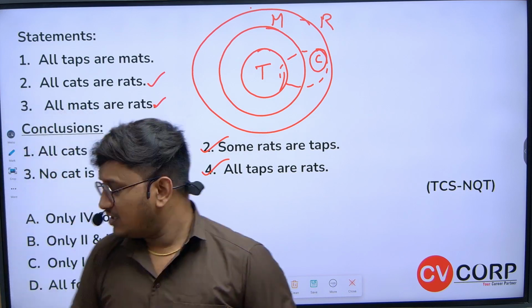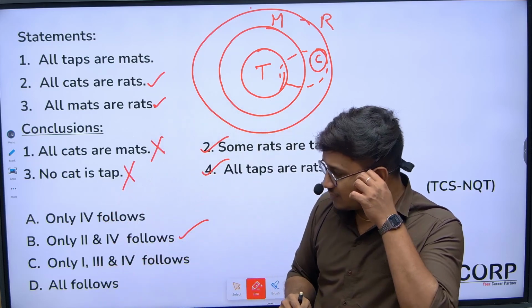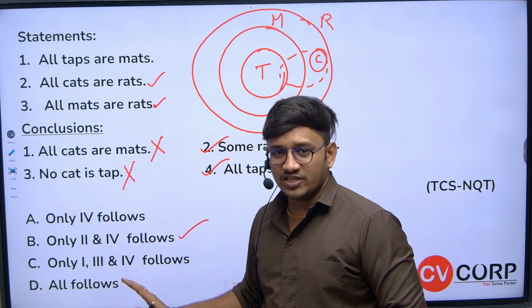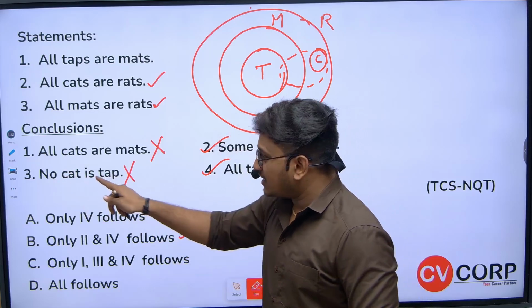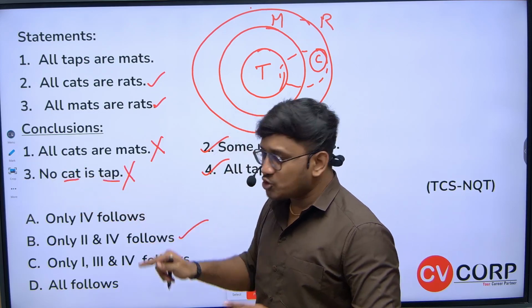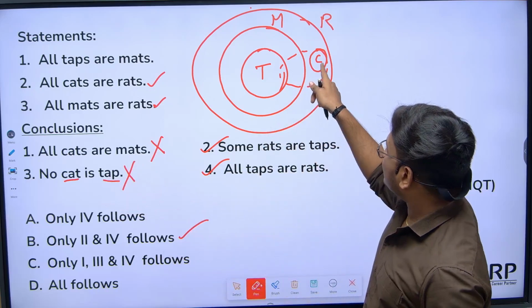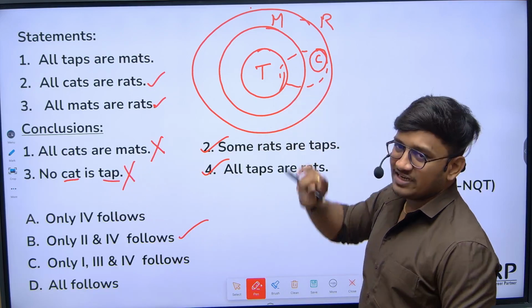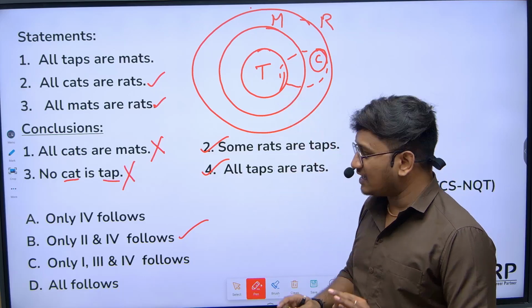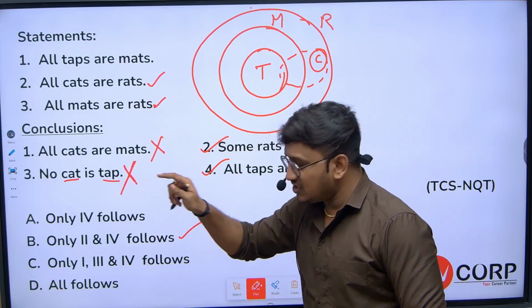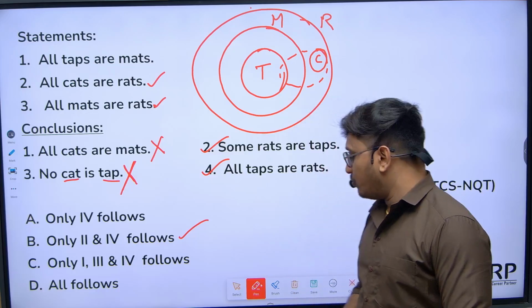Okay, see, very simple. Conclusion 3 is wrong. Somebody posted conclusion 3 also, so listen. Why conclusion 3 is wrong is very simple. No cat is tap. What they are saying in the conclusion is that the tap and cat circles should not touch each other. But if you want to prove that wrong, the cat circle can touch the tap circle, right? It is possible. That's the reason I proved that conclusion 3 is wrong. Only 2 and 4 are correct. Option B is correct. I hope you all are clear.